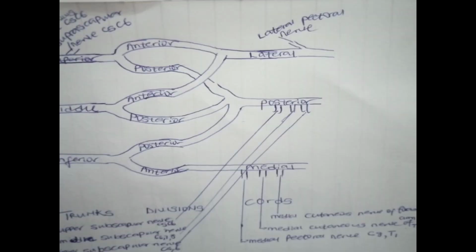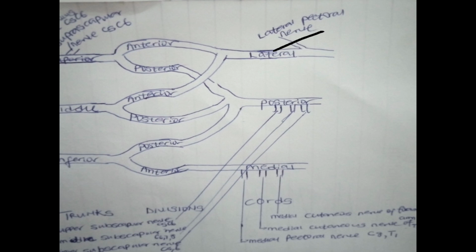The pre-terminal branches emanating from the cords of the brachial plexus are as follows. We have the lateral pectoral nerve originating from the lateral cord. The lateral pectoral nerve supplies the upper fibers of pectoralis major.